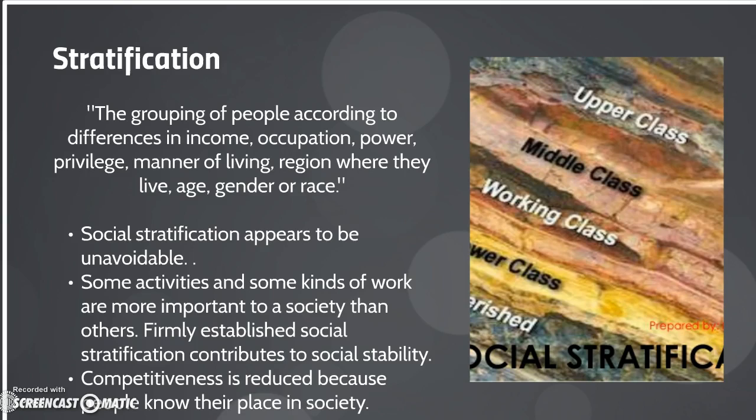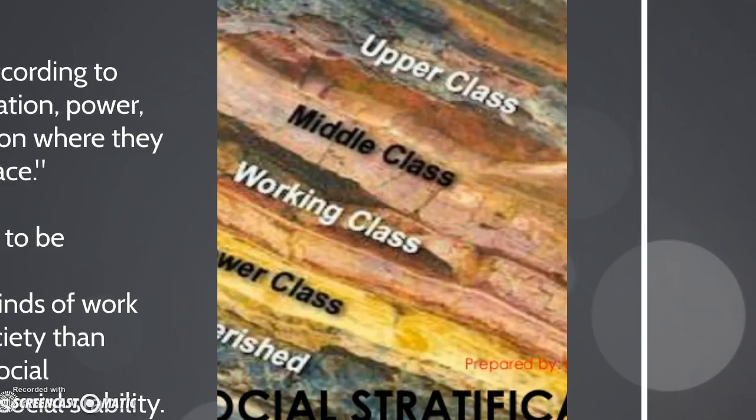Some activities and some kinds of work are more important to a society than others. Firmly established social stratification contributes to social stability. Competitiveness is reduced because people know their place in society. So we see here upper class, middle and working class, and lower class.